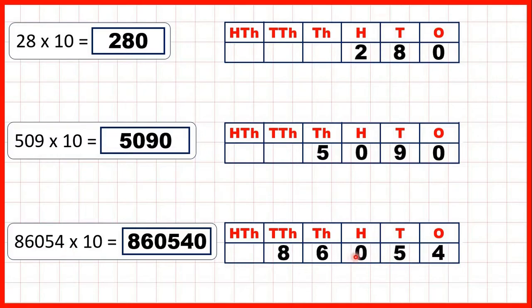Then we had 86,054. If we move the digits one square to the left, we need to write a 0 in our empty ones column to give us our answer.